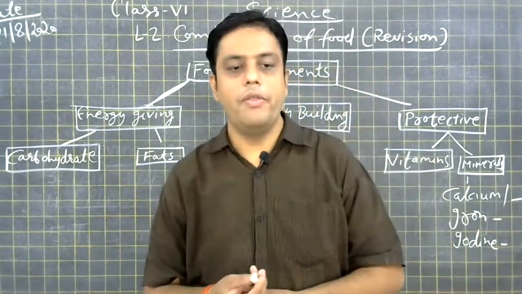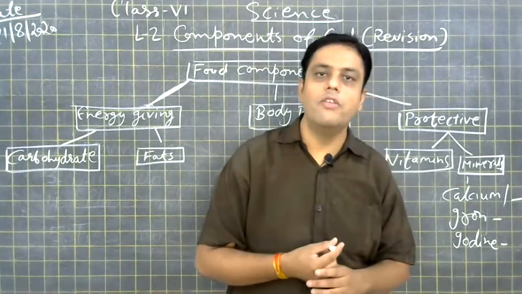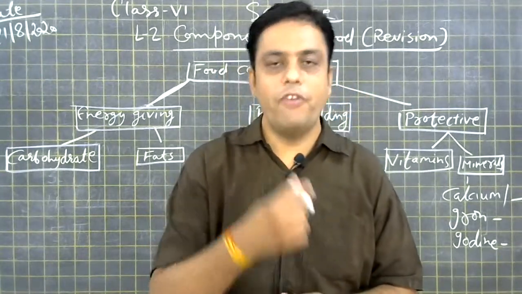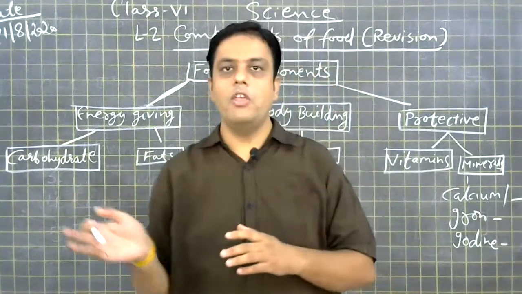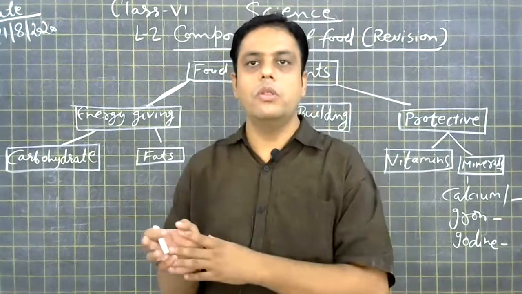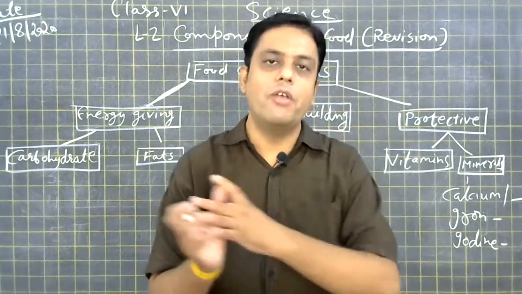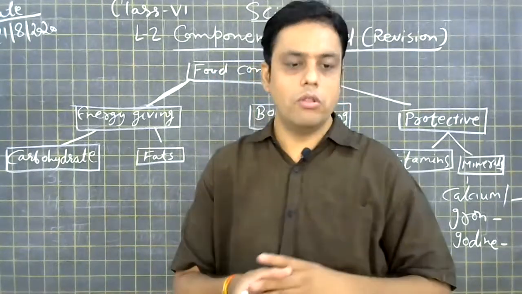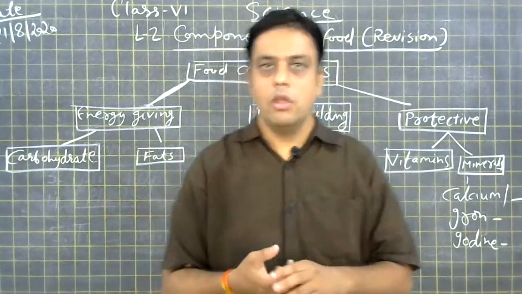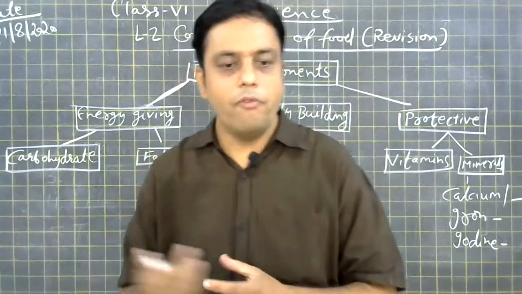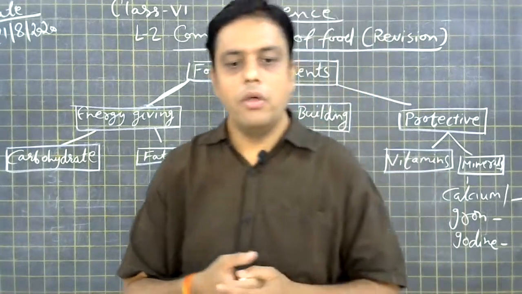Now some other things are also there. One is roughage. Roughage we have already discussed in lesson number 1 also. Roughage means all the fibrous foods. All the foods which have fiber in them, we can say fibrous foods, are called roughage also. Oranges, different types of vegetables, fruits, beans, cereals, all those have roughage.